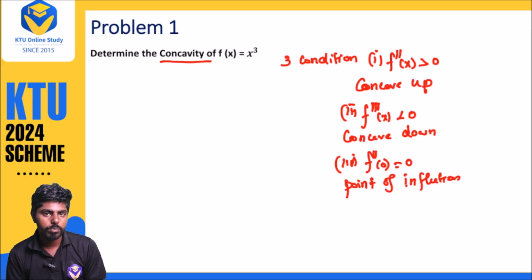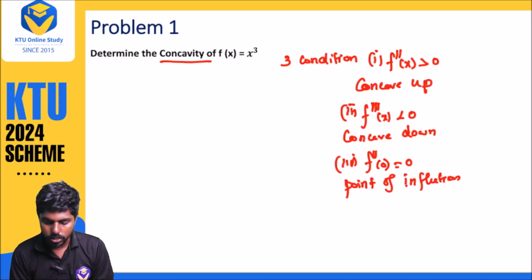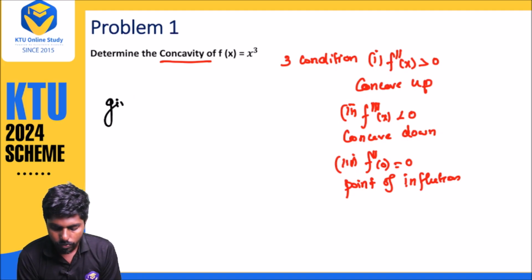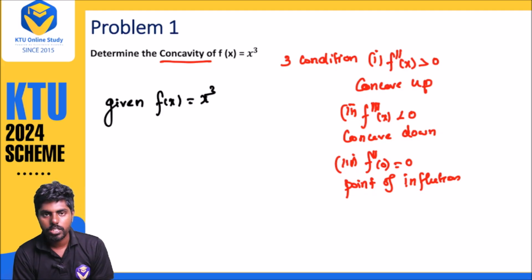So this is a topic you can expect. Definitely you can expect it as a 5 mark or a 4 mark compulsory problem in your question paper. Okay. So what is given? Concavity. Given f of x is equal to x cube.